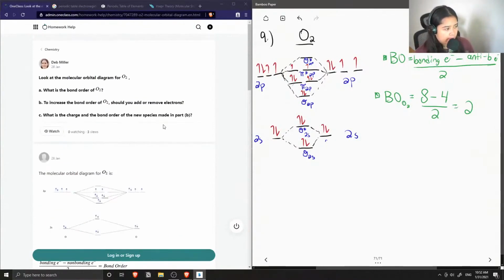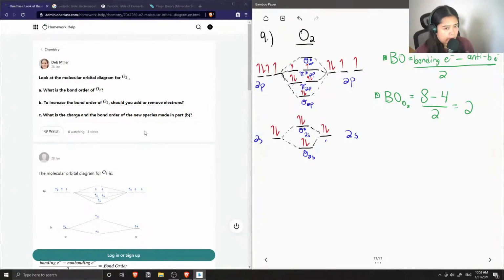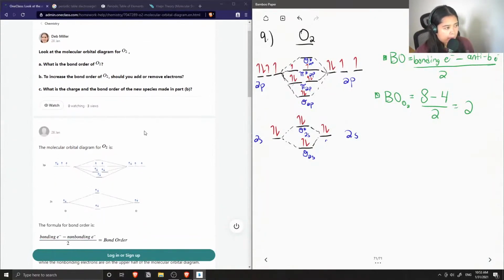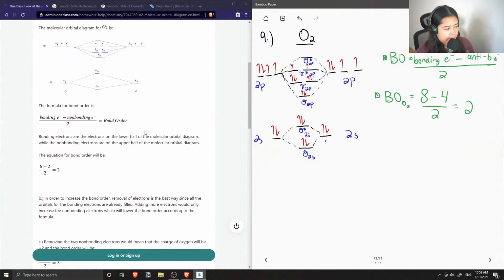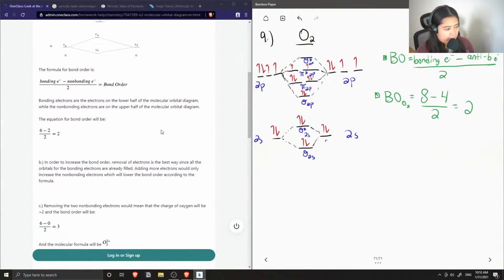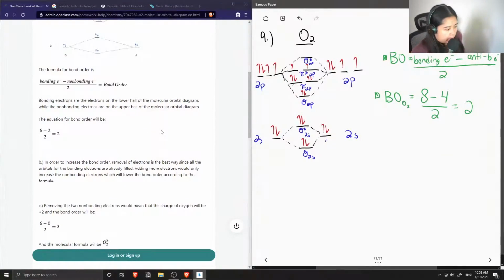And the second part of the question asks, to increase the bond order of O2, should you add or remove electrons? Okay, so let's look at our molecular orbital diagram. To increase the bond order, the removal of electrons might be better since the orbitals for the bonding electrons are already filled. I'm just going to write that down.